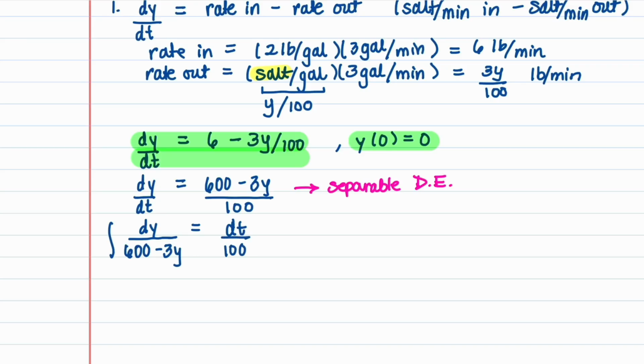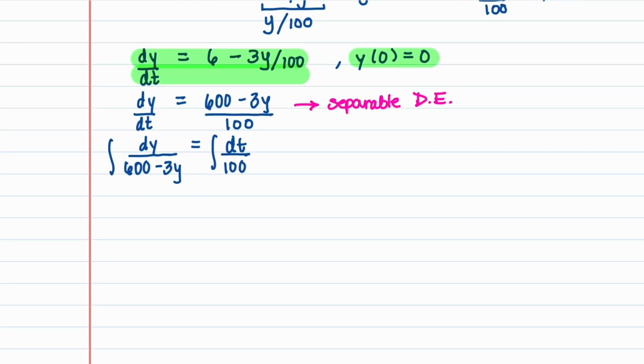Now we can go ahead and integrate both sides. On the left, we have a minus 1/3. That is because the derivative of y is minus 3. And we have a natural log, absolute value 600 minus 3y. And then on the right, we just have 1 divided by 100 times t plus an arbitrary constant that I'll call c1.